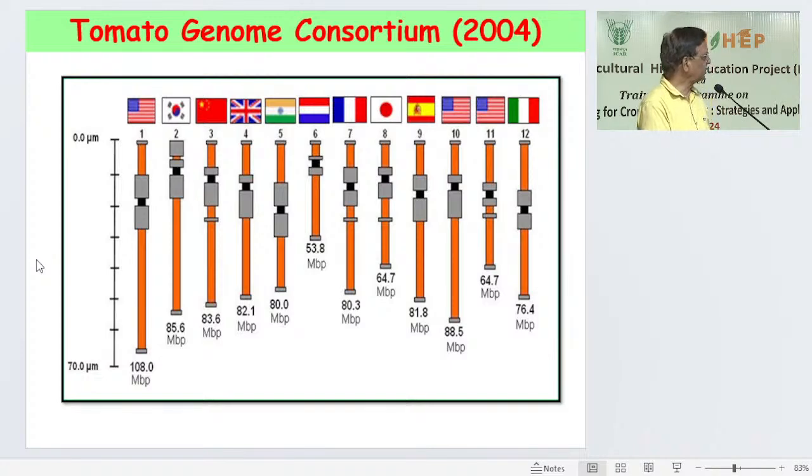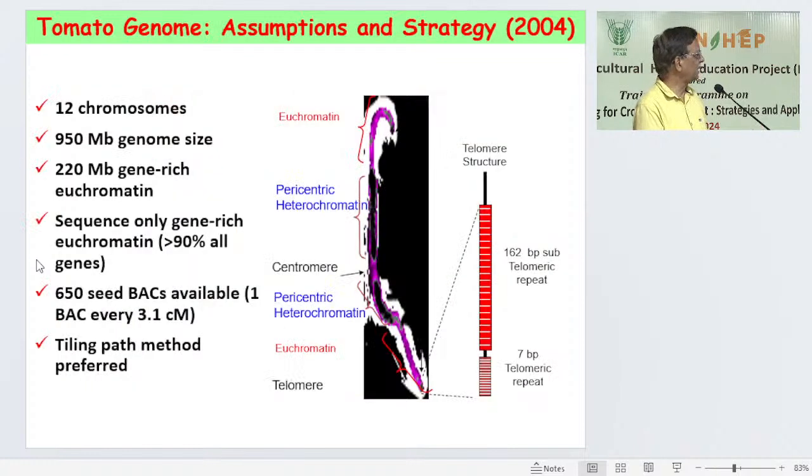So this time we got the full chromosome 5 of tomato, and the tomato genome is 2.5 times bigger than the rice genome. It is nearly 1000 MB, 950 MB to be precise. Because of cost considerations, it was decided to sequence only 20% of the genome, only 220 MB of gene-rich region. So the chromosomes have euchromatin region and heterochromatin region. Heterochromatin is highly repetitive and gene poor, and euchromatin is gene rich.